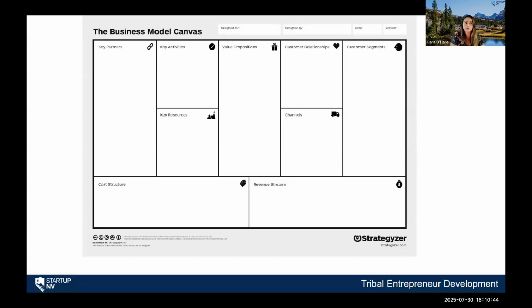If you don't want to put your email in and download it from them, you can just search Google image search business model canvas and pull these off the internet as images without putting your information out there. So that is a tool.